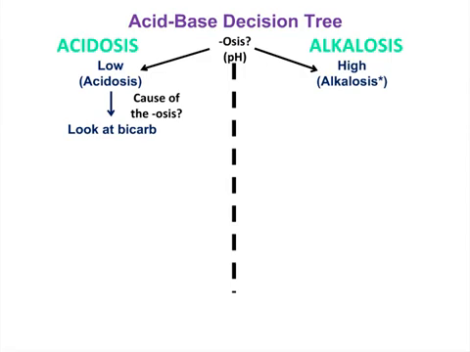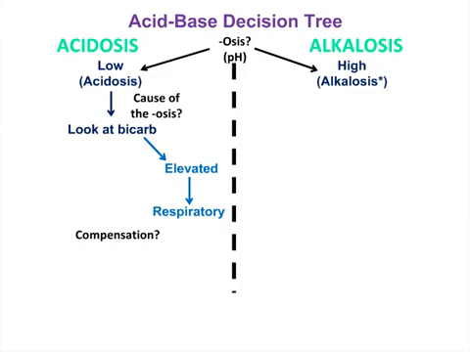The cause of the osis, bicarb. So I have an acidosis with elevated base. That makes no sense. How can you have an acidosis with elevated base? Oh, it's that respiratory thing. So I know it's a respiratory acidosis.